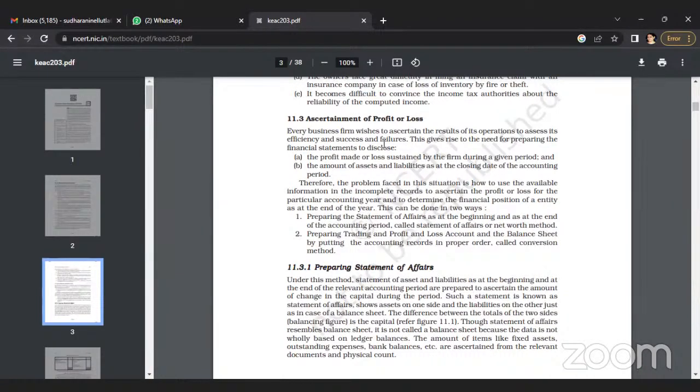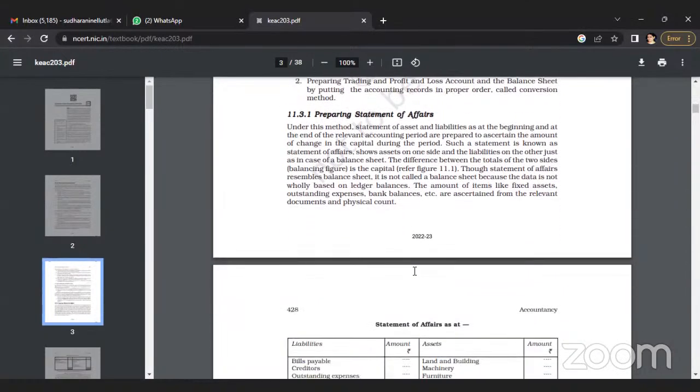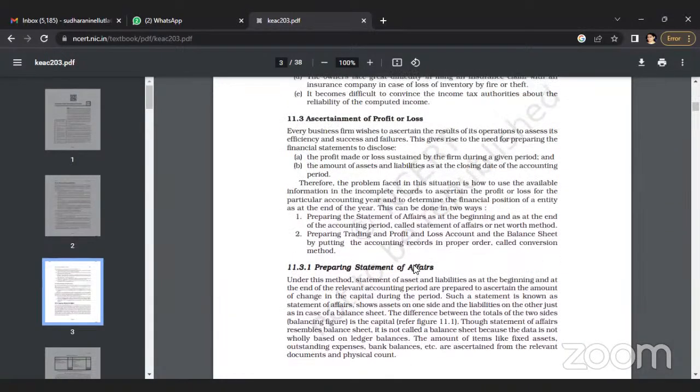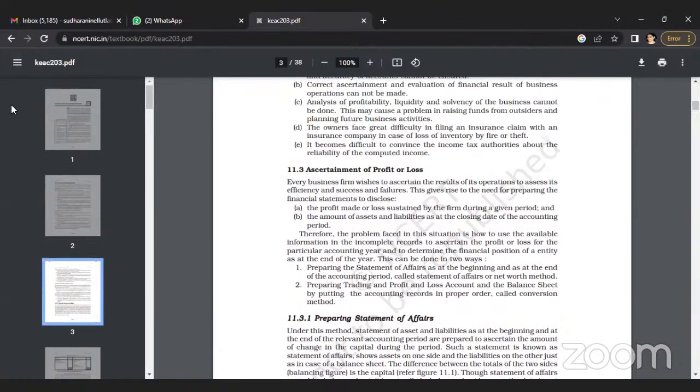Right? So the next one is ascertainment of profit or loss. How we ascertain the profit or loss of these firms is important. The profit or loss of these firms is ascertained by preparation of a statement of affairs and a statement of profit or loss. In the question, you will be given some information relating to balance sheet items and some profit related items.